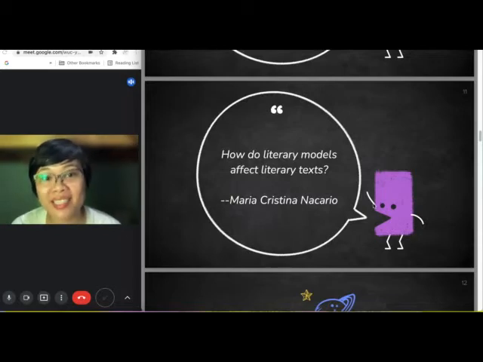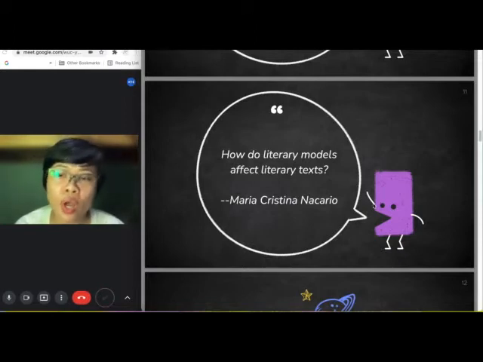It is the literary texts that affect the literary models. Okay, because although the models are closely related to the texts, I don't think any writer would sit down and think that I'm gonna write this based on the cultural model.